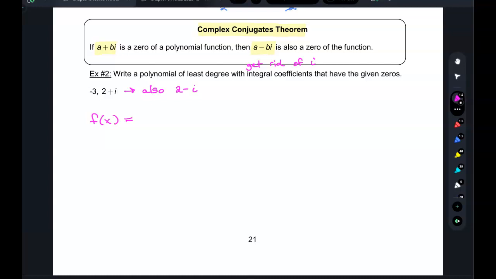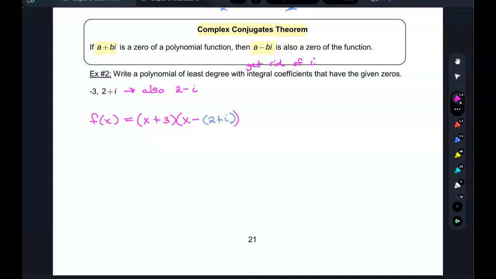So this is a little tedious, but if we take it step by step, it's not that difficult. Okay, if negative 3 is a root, what would be the factor? Positive 3. All right. And the other one. So the other one is going to be x minus 2 plus i.